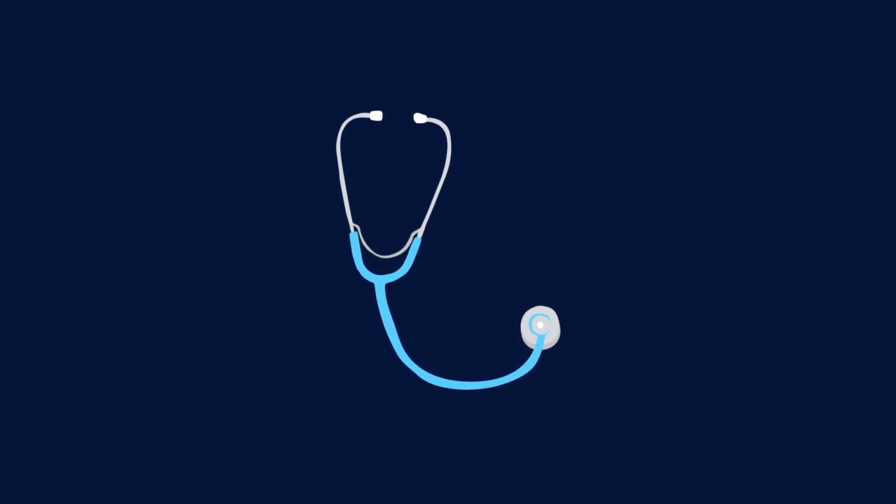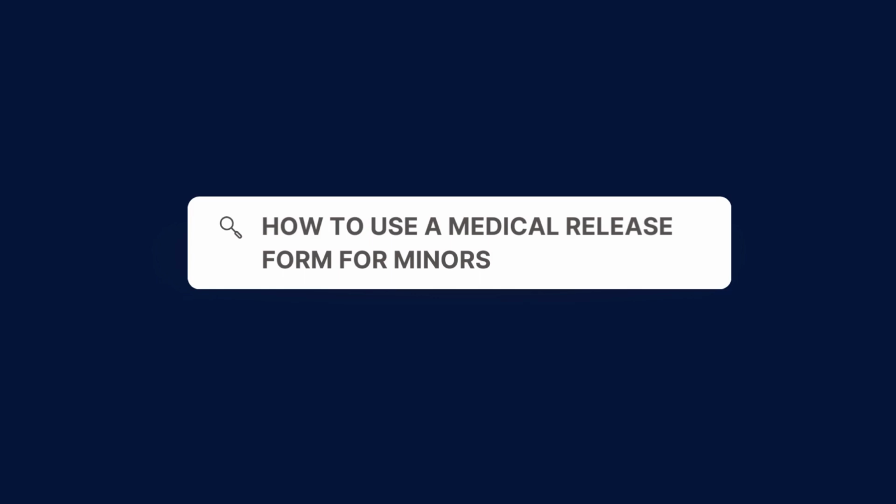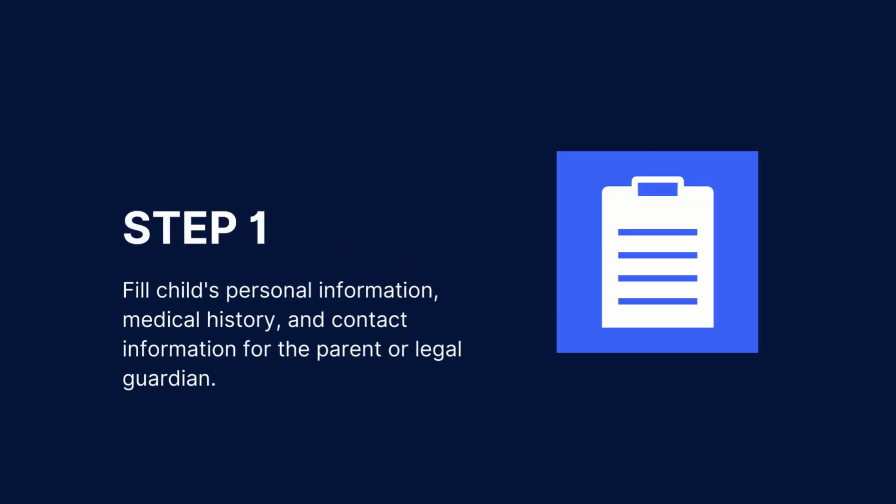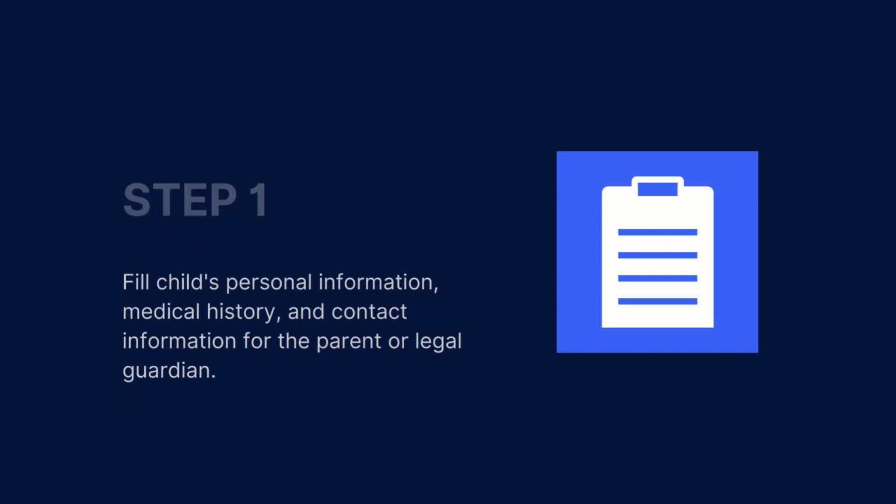To use our medical release form for minors, follow these steps. Download our free medical release forms for minors off our Carepatron platform, which you can find in the link in the description. Once you have the form, fill it out with your child's personal and medical information, including their name, date of birth, address, and medical history. You should also include emergency contact information for yourself and other designated individuals, and information about your child's medical insurance.